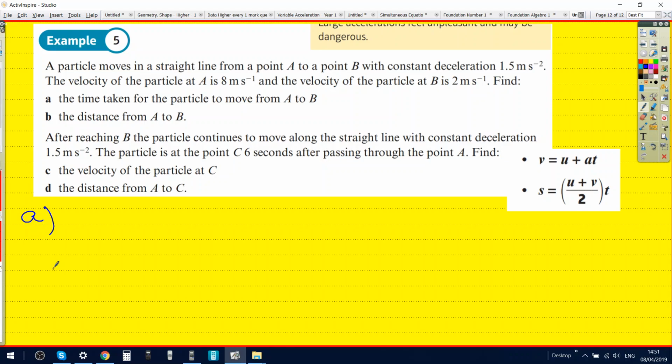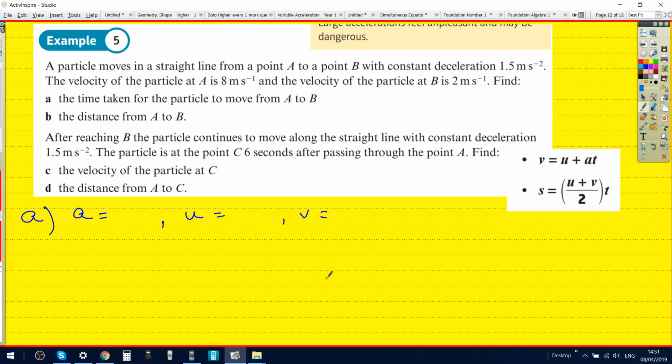So we'd use V equals U plus AT for the first one. So that'd be 2 equals 8 plus minus 1.5 T. So T into the subject.